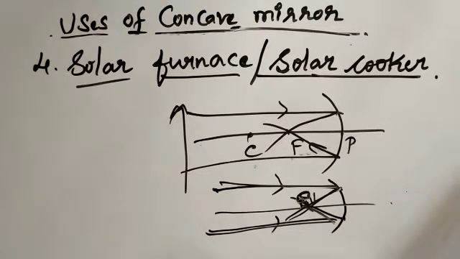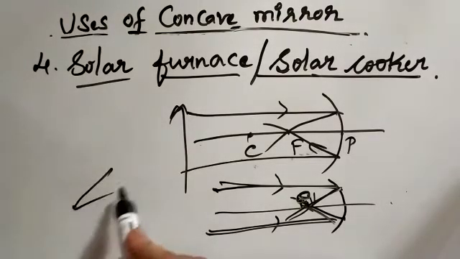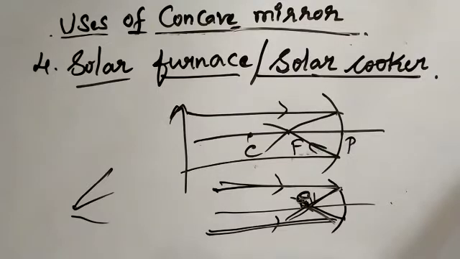If you take a convex mirror in place of a concave mirror, what is the disadvantage? In the convex mirror, all the rays of light passing parallel to the principal axis diverge. All the rays of light will be diverged away. That is why it is not used in a solar cooker or even in a solar furnace.